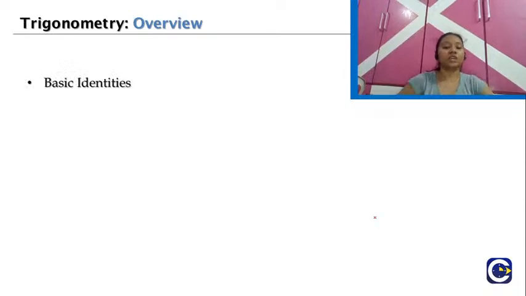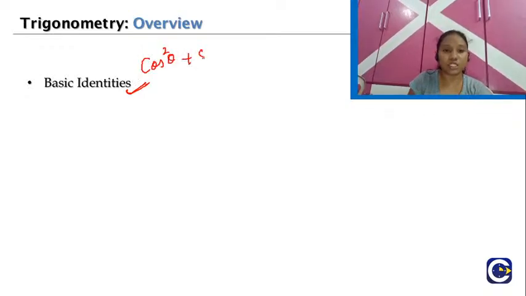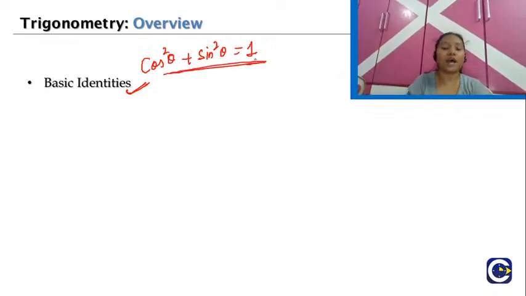So, basic identities. These basic identities you have already learned in your 10th standard. Let me take an example here. cos square theta plus sin square theta is equal to 1. I guess you all have noticed this particular identity, you are familiar with it. cos square theta plus sin square theta is equal to 1, right? We even have the identities for cosecant theta, secant theta, tan theta and cot theta.